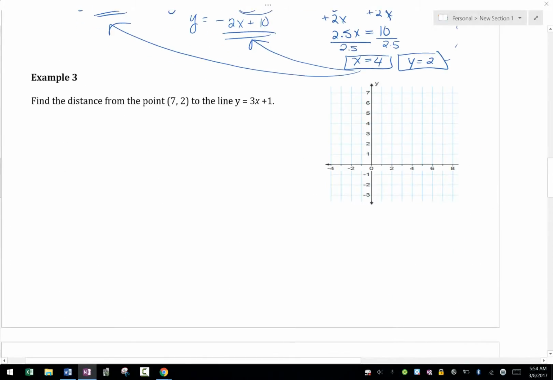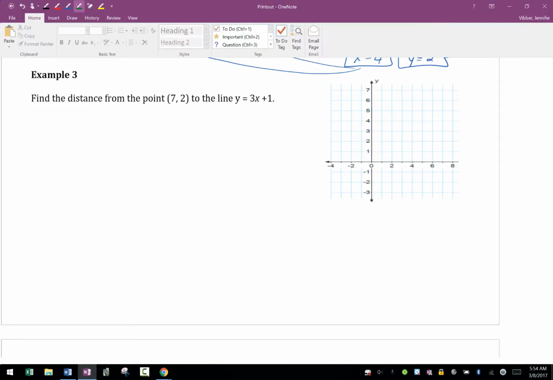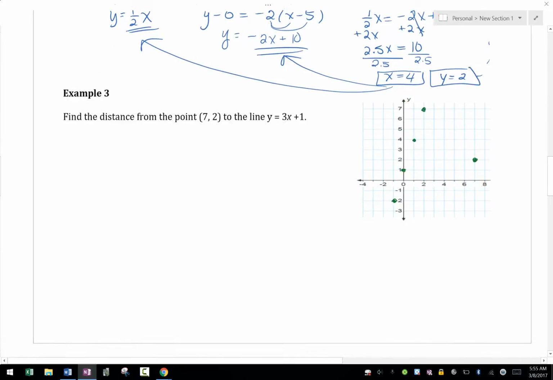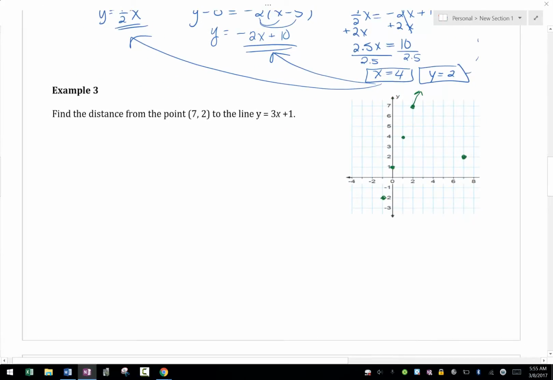So let's try to do this last example. I will do it with you. We will be done, and we will move on. Find the distance from 7, 2 to the line y equals 3x plus 1. So y-intercept of 1, slope of 3. And I think I graphed everybody appropriately this time. So from 7, 2 to 3x plus 1.